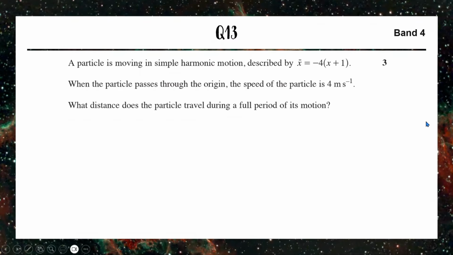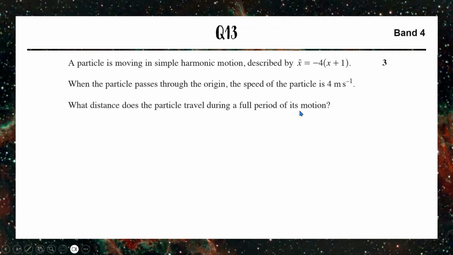Okay, into question 13 now. We're doing a mechanics question. This one is about simple harmonic motion. We have our acceleration equation here, negative 4x plus 1. When we are passing through the origin, we have a speed of 4 meters per second. So when x is 0, velocity is 4. What distance does the particle travel during a full period of its motion?